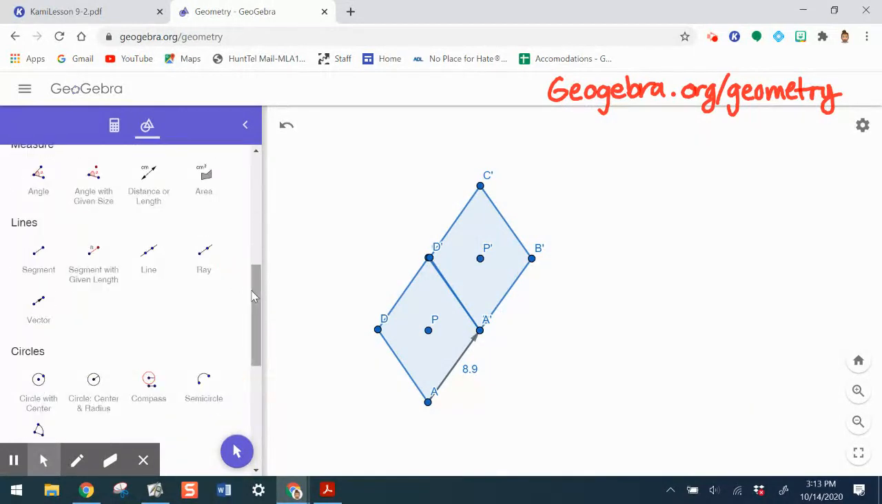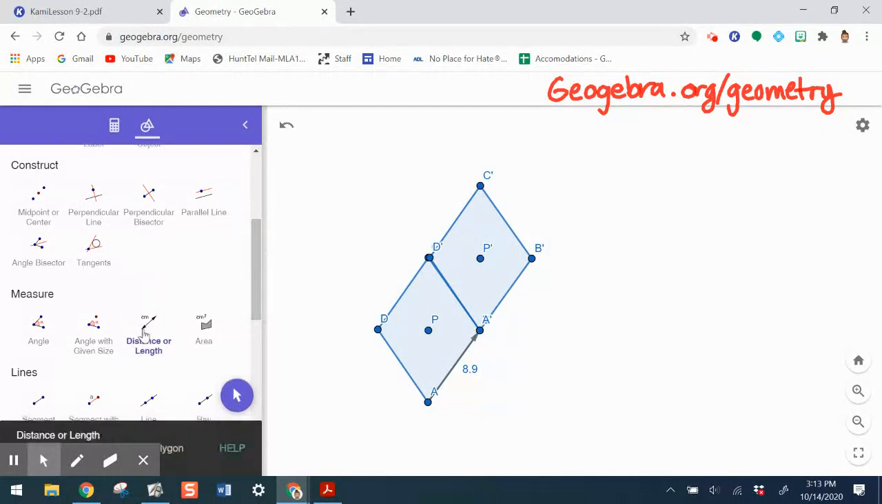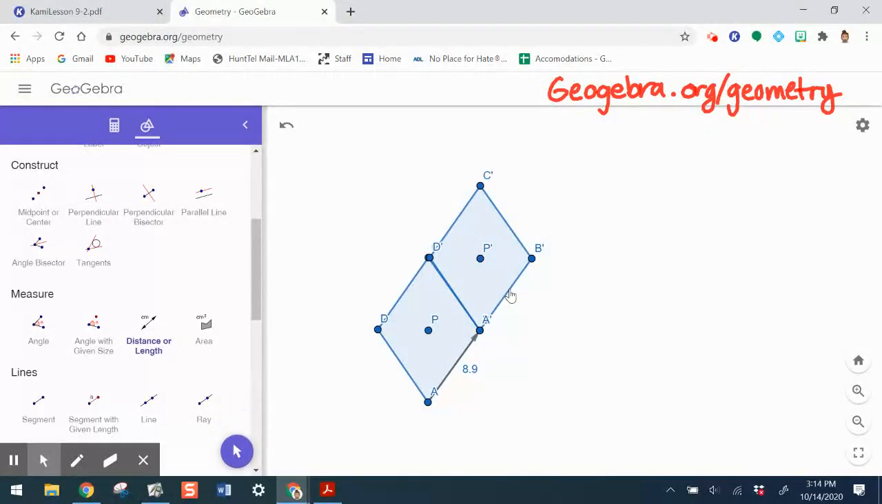So I'm going to show you how to find the measurement. If you find the measure tool here and click on distance or length, so I already found the distance from A to B. So now let's find the distance from A prime to B prime. And we see that it is also 8.9 units. So again, the translation is preserving the size and shape of our figure after the transformation.